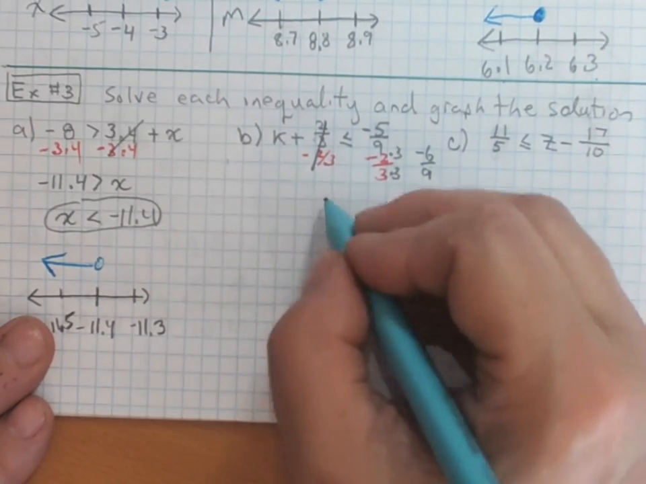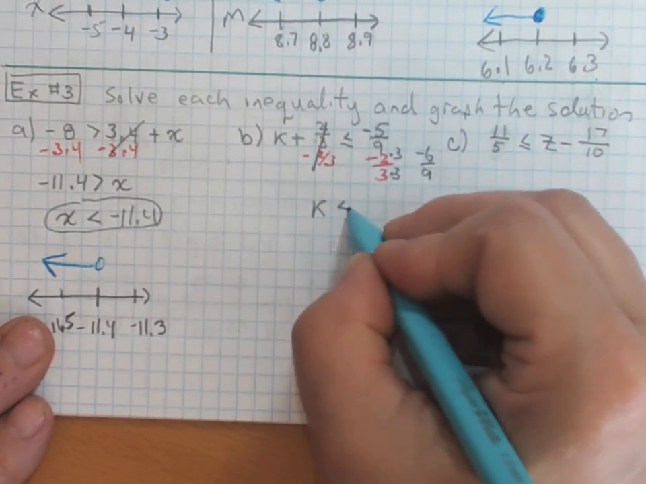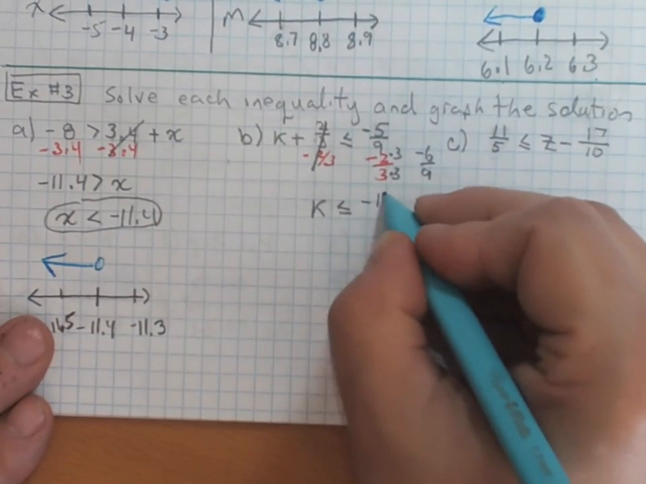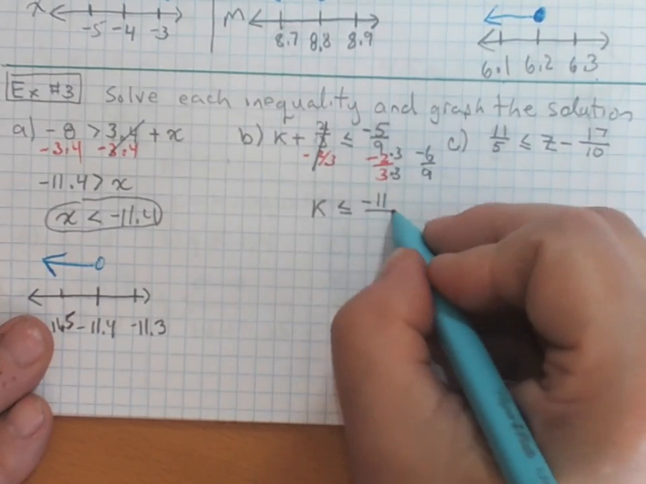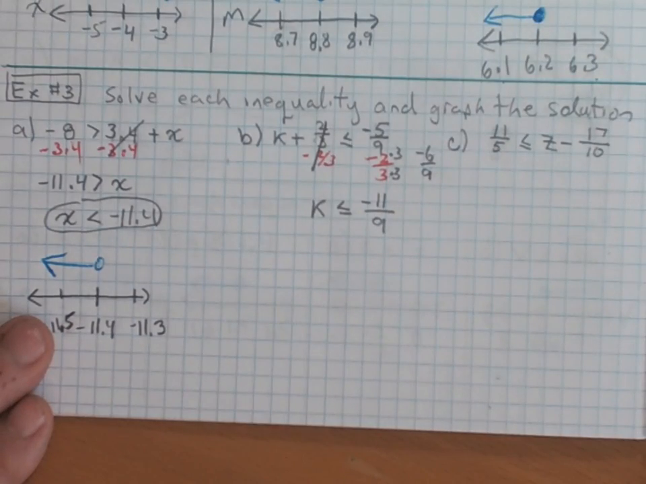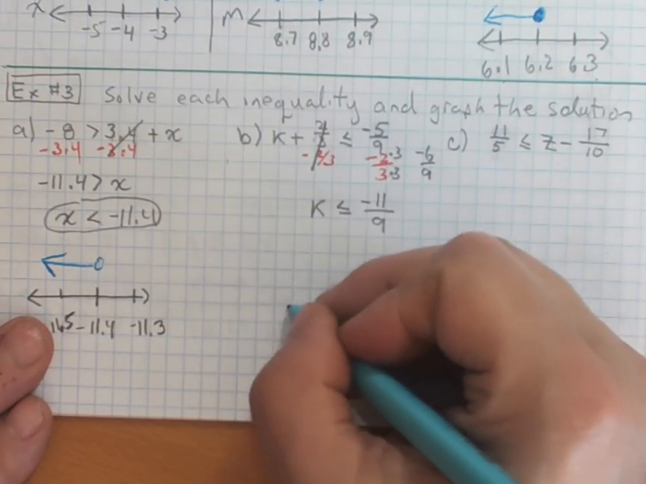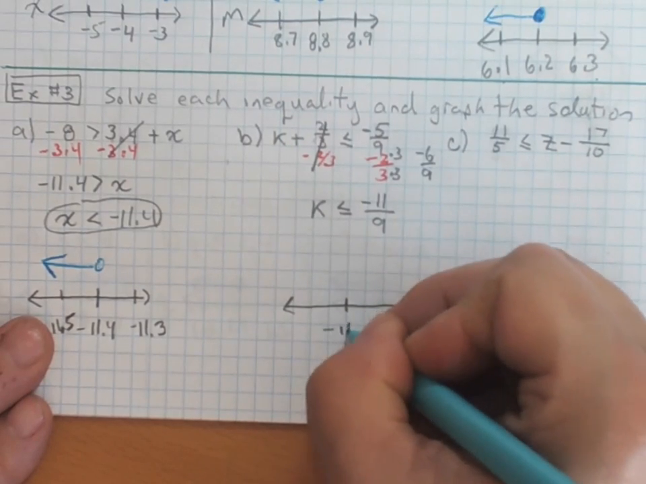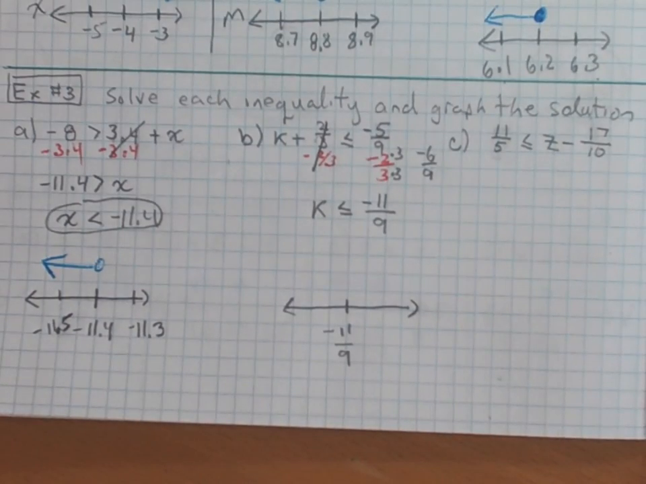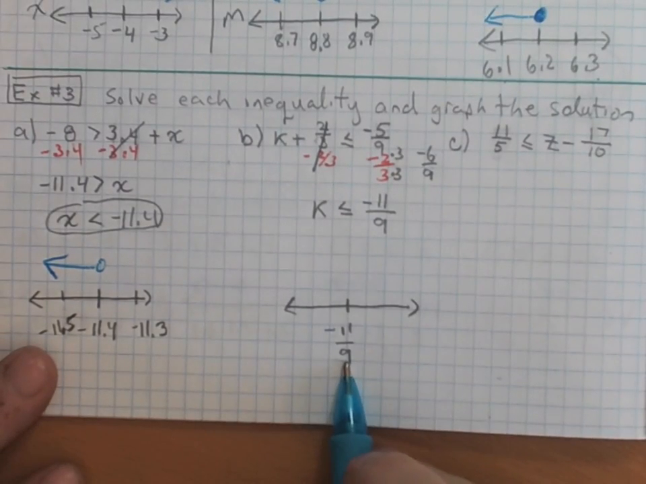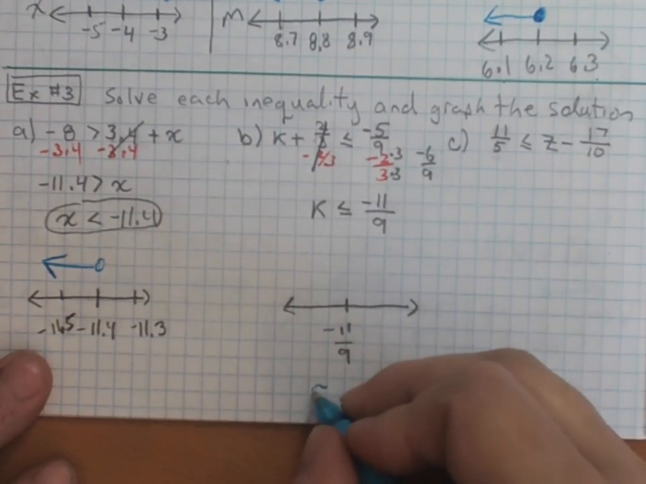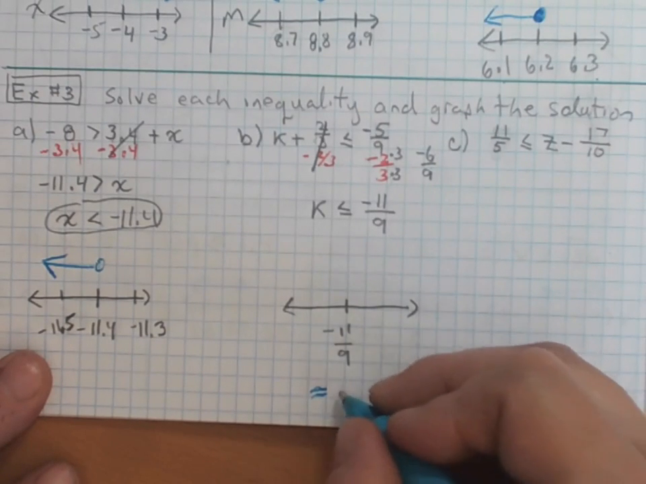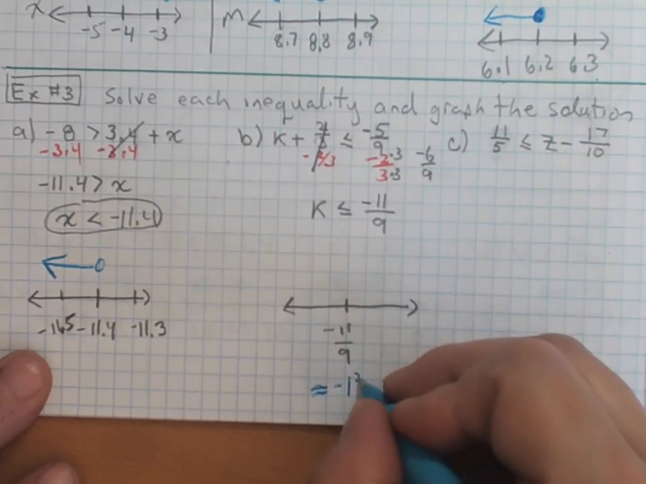So the left side is k, less than or equal to negative 5/9, and negative 6/9 is negative 11/9. Negative 5 and negative 6 in the numerator, keep the denominator the same. All right, draw a number line. Okay, negative 11/9, put it kind of in the middle. I'm not sure what to do here. Well, negative 11/9, if I change it to a mixed fraction, that's negative 1 2/9.